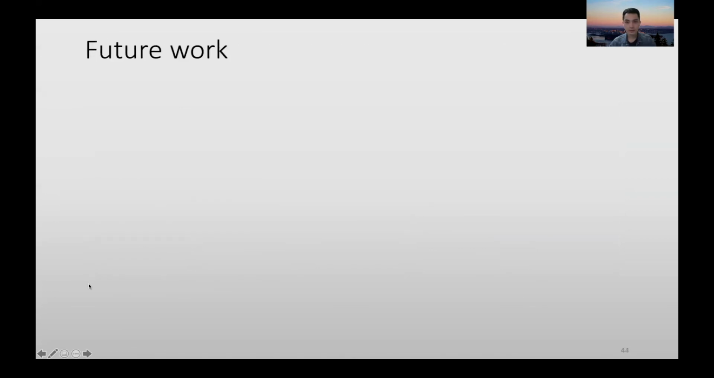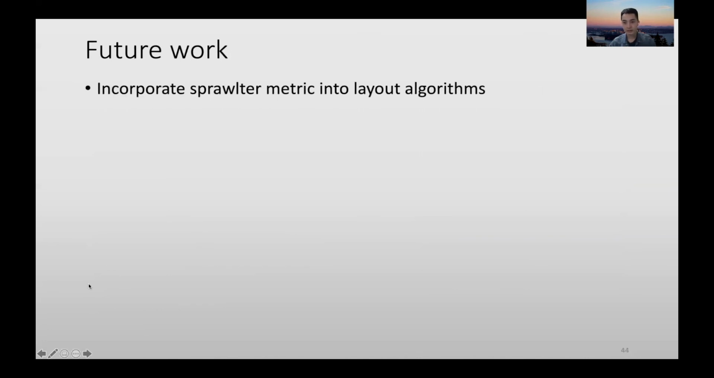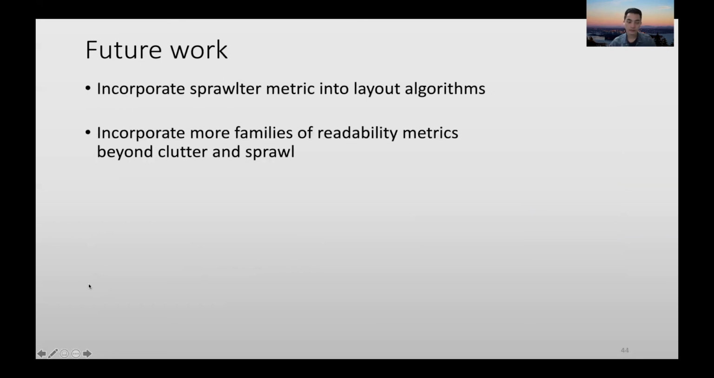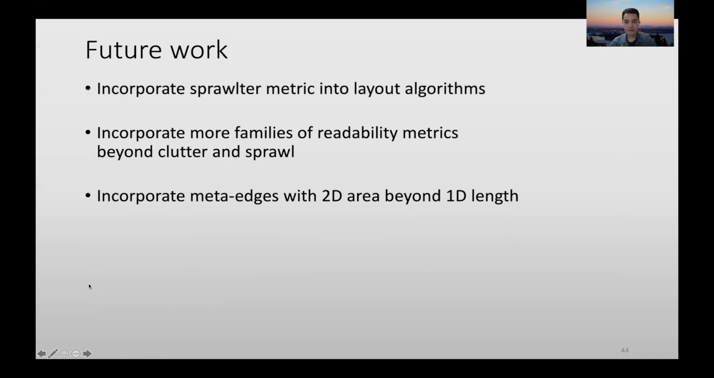For future work, we want to incorporate the Sprawlter metric into layout algorithms, achieving the ultimate goal of making good layouts. We also want to incorporate more families of readability metrics beyond clutter and sprawl. In this work, we are using length to measure an edge, but we also want to incorporate meta edges with 2D area.